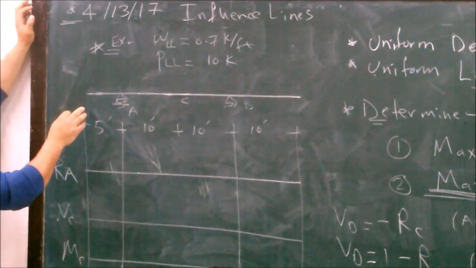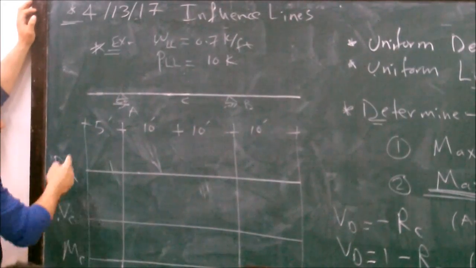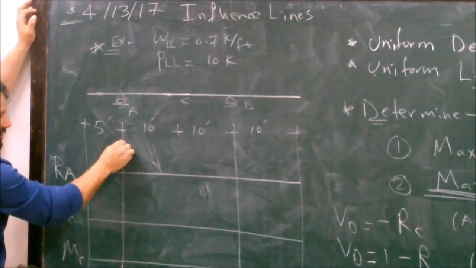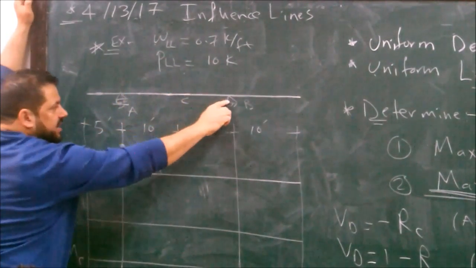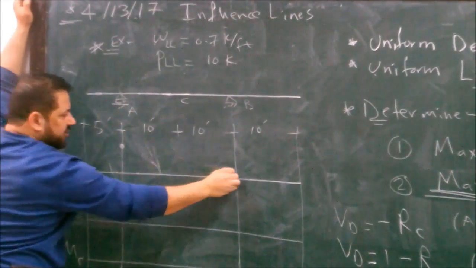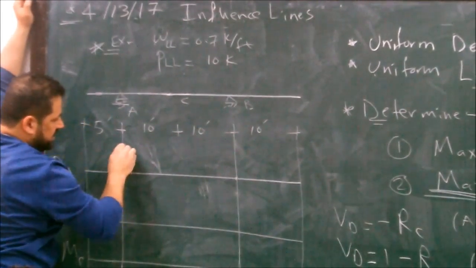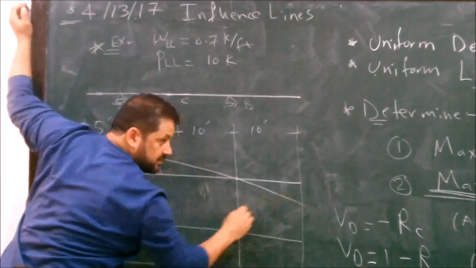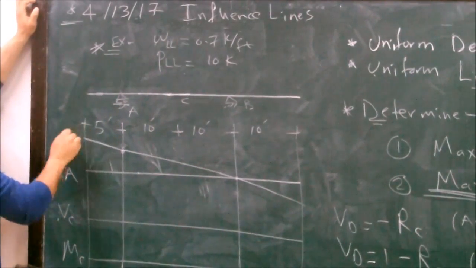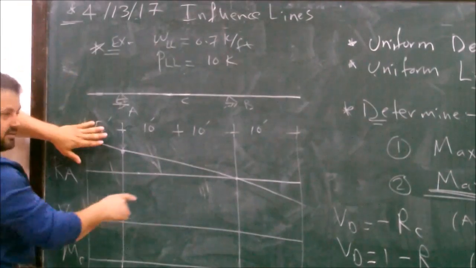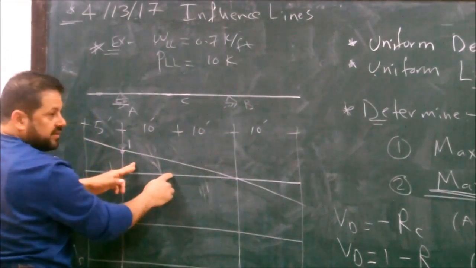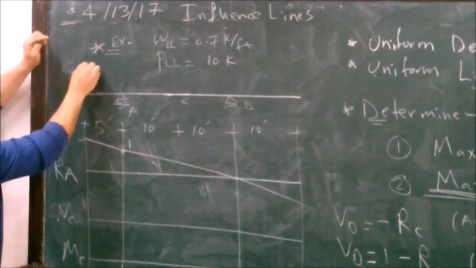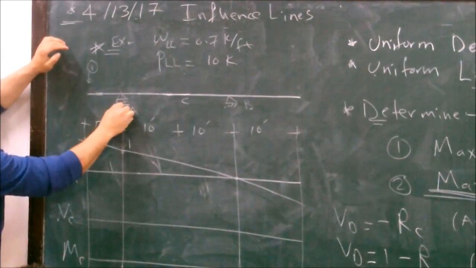Reaction at A. We know when the unit load is here, how much is the reaction at A? 1. So we know it's 1 here. When it's at B, how much is the reaction at A? 0. So this is like this. Continue? It does. 1 and 0, we know them. This is continuous, and this one continuous. Check: if you put it here, the one is here.